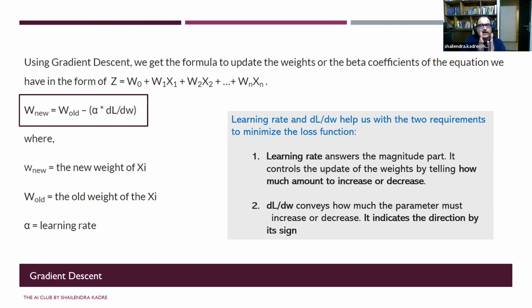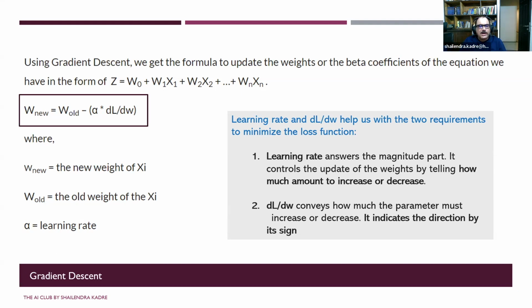And the direction is given by whether dl by dw is positive or negative. If dl by dw comes out to be positive, then we'll deduct that amount from w old. And if it comes out to be negative, then we'll add it to w old. So by learning rate we decide how much of the partial derivative we have to take, and the partial derivative dl by dw gives us the direction and the sign.